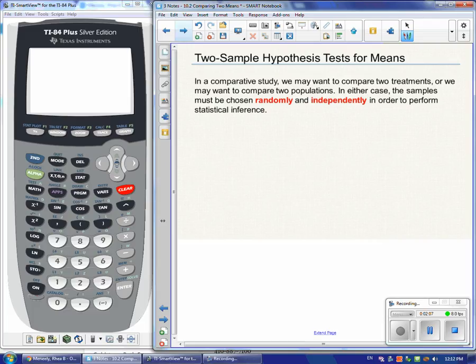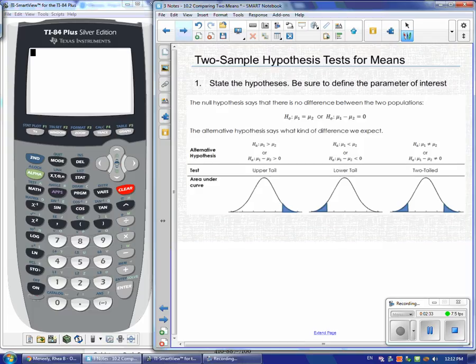Okay, when we're talking about two sample hypothesis tests for means, we want to make sure that the data we're getting is being selected randomly and also independently. This is very important. Anytime you're dealing with two sample procedures, the two samples must be independent. And so that's an added condition that we didn't have when we were just dealing with single means or single proportions. But that is required in order for us to do inference.